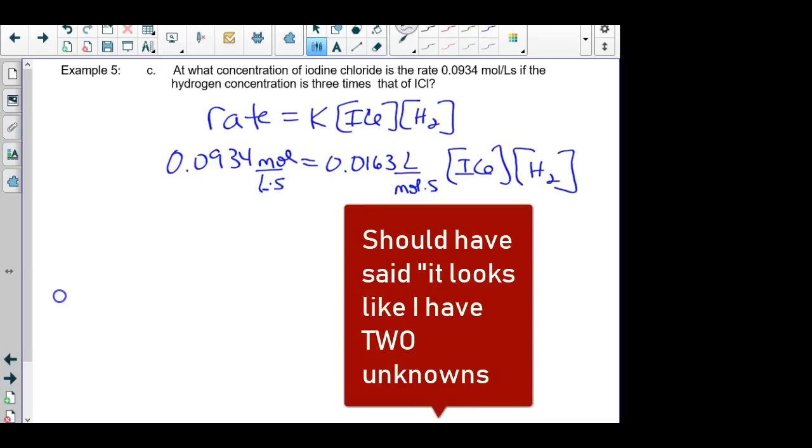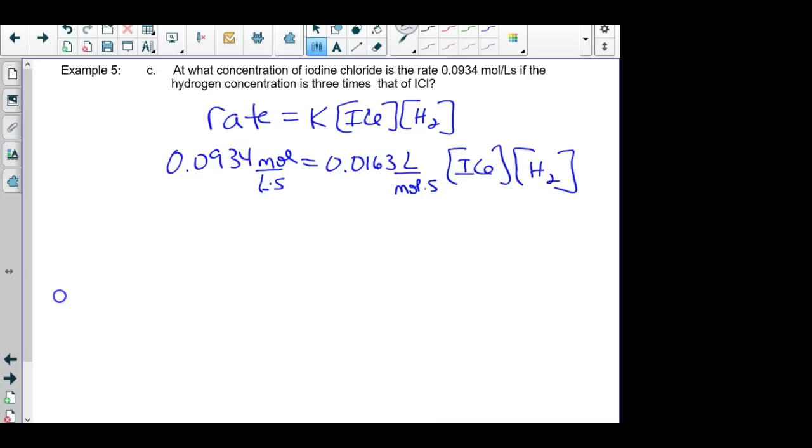But the problem gives us information about a relationship between the two reactants. We will need to use that relationship to solve. So let's look at what it says. It says if the hydrogen concentration is 3 times. So here's what we're thinking about. We're saying that hydrogen's concentration equals 3 times that of ICl. Look at that again. So hydrogen concentration is, that's where I put my equals sign, 3 ICl. Just looking at the paragraph here.